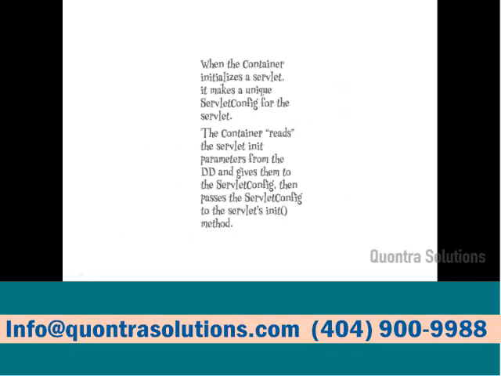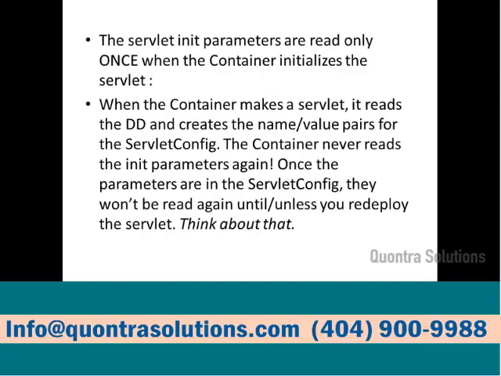When the container initializes the servlet, it makes a unique servlet config for the servlet. The container reads the servlet init parameters from the deployment descriptor and gives them to the servlet config object, then passes the servlet config to the servlet init method. So the init parameters are read only once, when the container initializes the servlet, that is, when the application context is loaded. When the container makes a servlet, it reads the deployment descriptor and creates the name-value pairs for the servlet config. The container never reads the init parameters again.